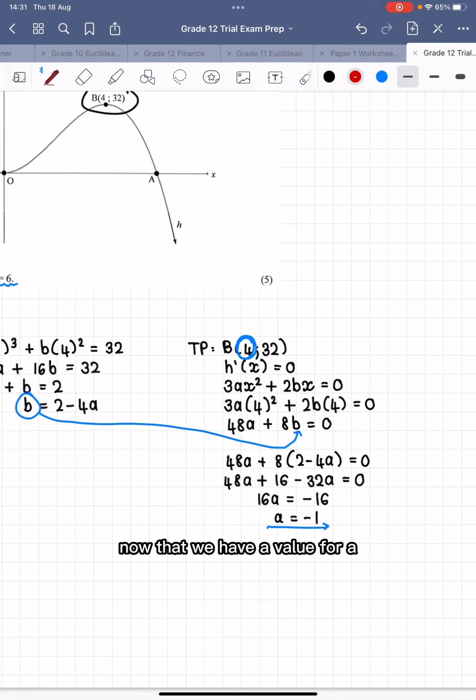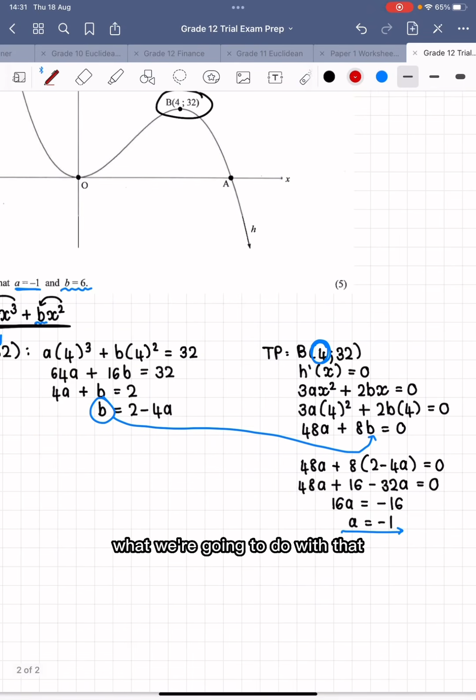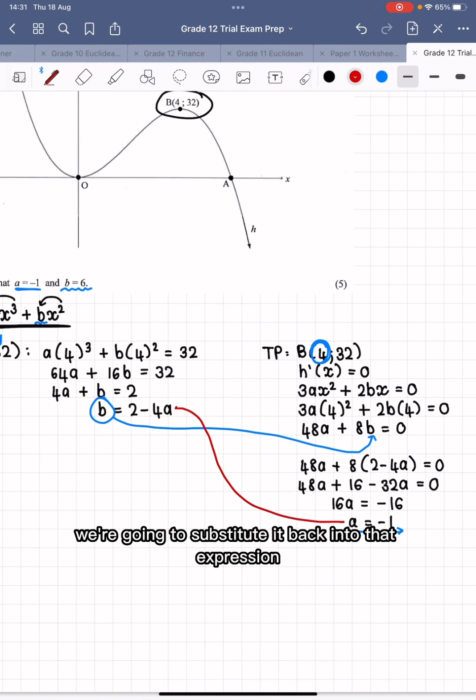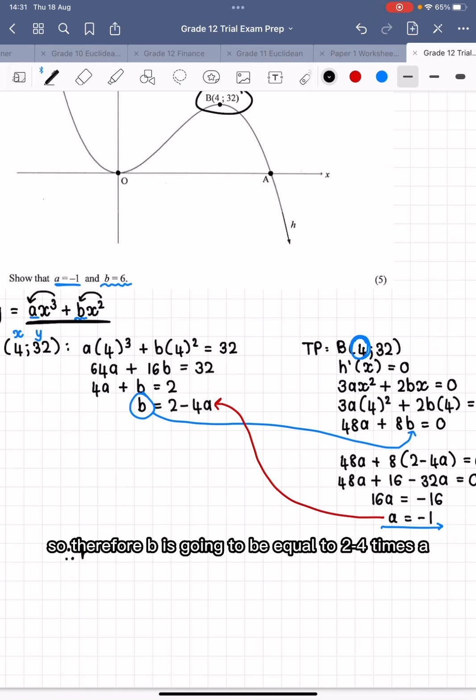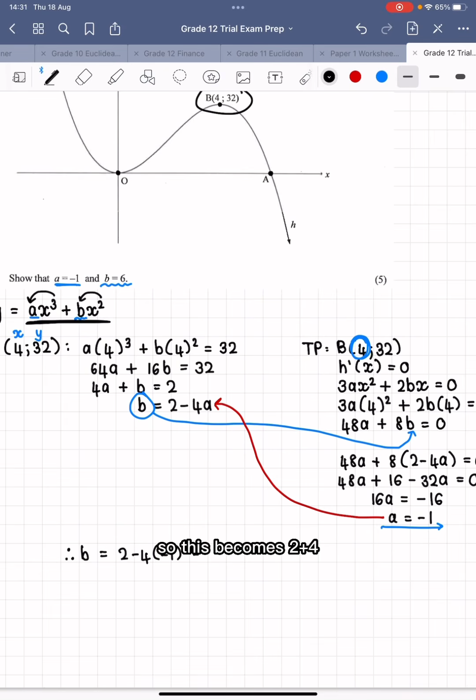Now that we have a value for a, to get our b value, we're going to substitute it back into that expression, and that will allow us to solve for b. So therefore, b is going to be equal to 2 minus 4 times a, which we now know is -1. So this becomes 2 plus 4, because a negative times a negative is a positive. So there we get that b is equal to 6.